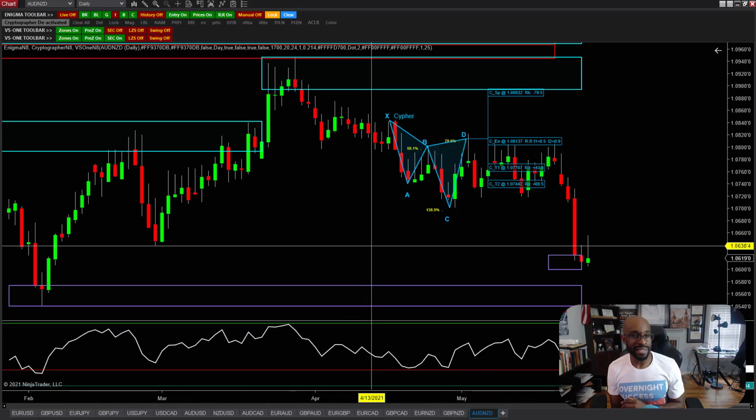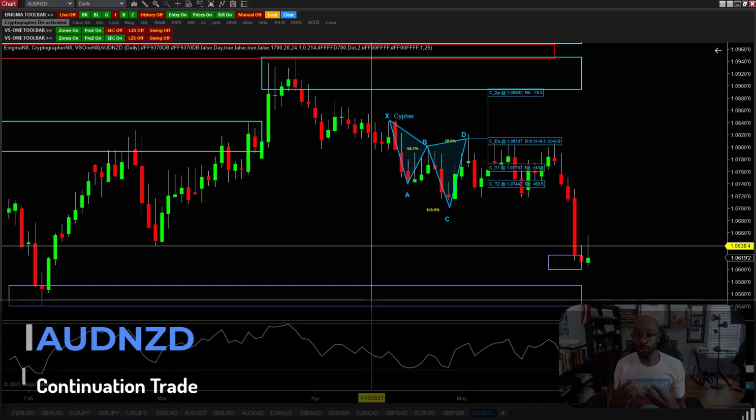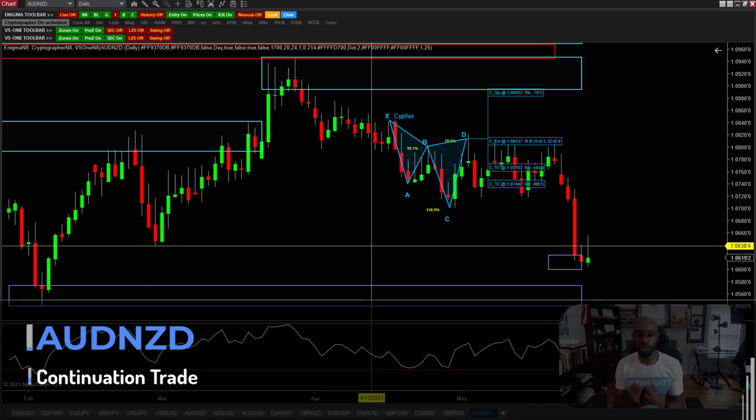Now, lastly, we're going to look at the Aussie New Zealand. This is going to be another trend continuation type of trade similar to the New Zealand yen.